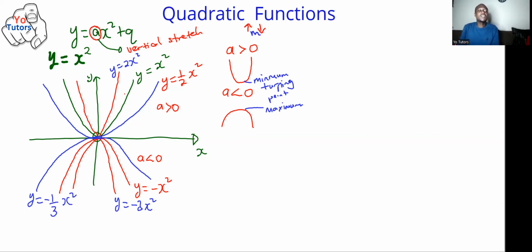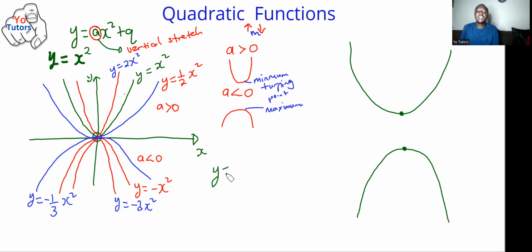Now, let's also talk of the shape of the graph. Now, when we have this kind of shape here, and let's say we've got this kind of shape here, again, this is a turning point. This is a turning point. Let's have our equation here. Our a, we know that it's the gradient as well. So here, y is equal to ax squared plus q. This here is also our gradient.